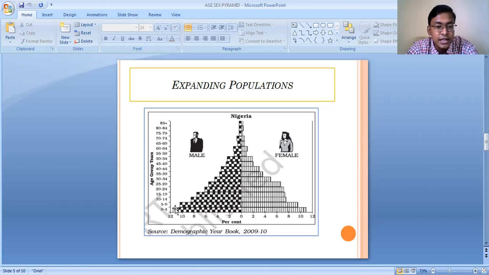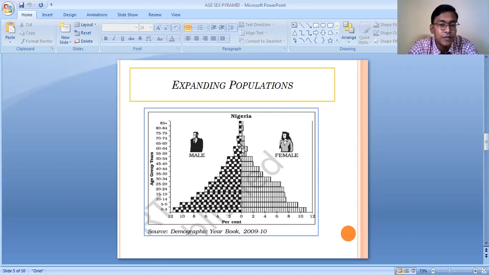You see that more males are there in the lower age groups, 0 to 4 and 5 to 9, around 12, 10% of population. But in the case of females, in the age group of 0 to 4, only 11% is there, and in the age group of 5 to 9, less than 10% is there. So it also shows that the number of males is more in the lower age groups than the number of females, and the total number of people is more in the lower age groups as compared to the higher age groups. Through this diagram, we get the information that this is the diagram of Nigeria.